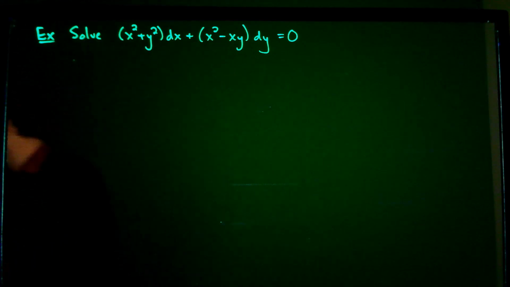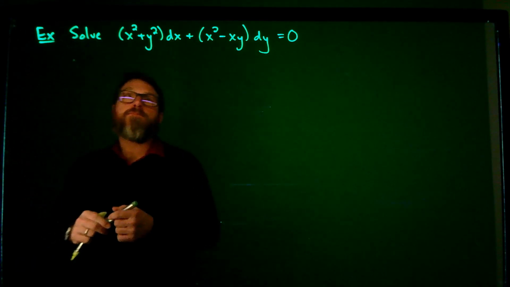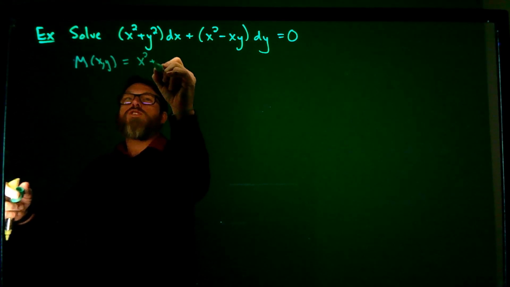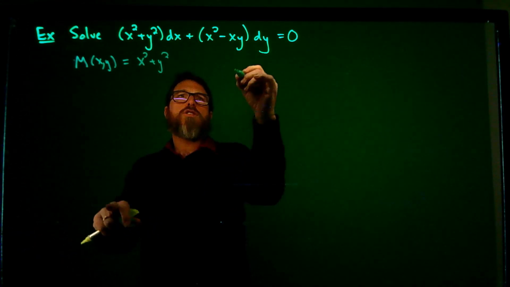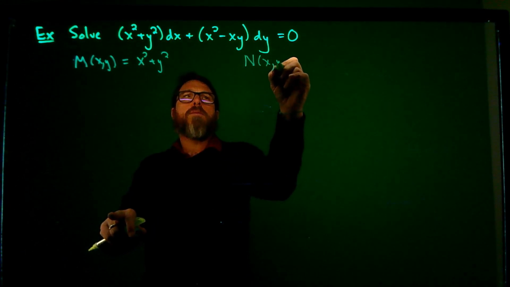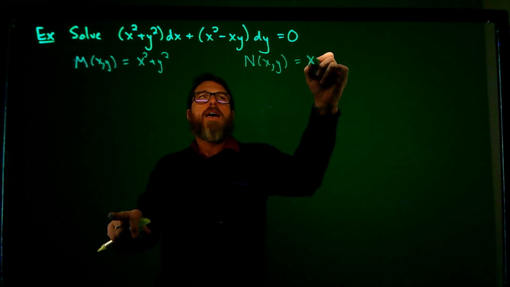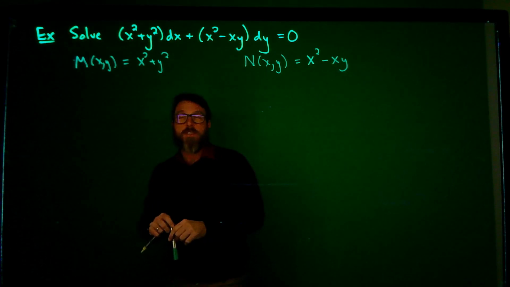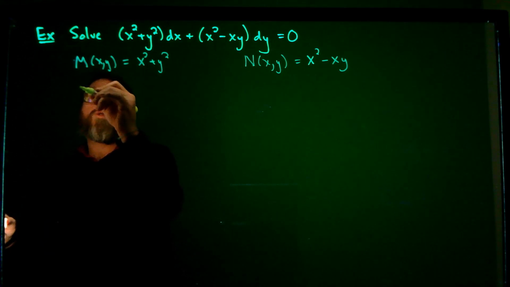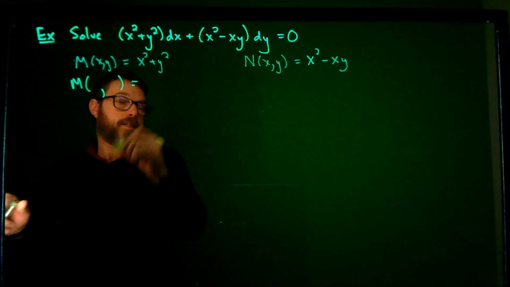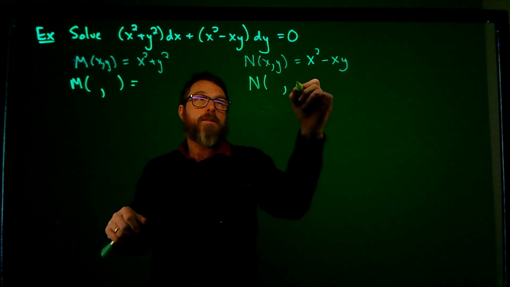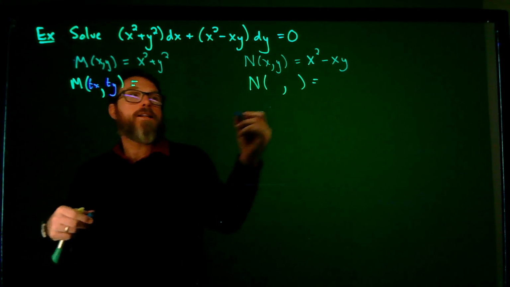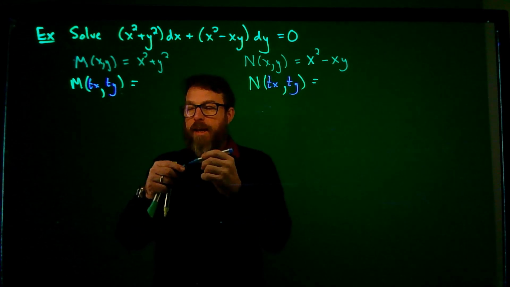So what I would say is my M function, M of x comma y, is going to be this first function, x squared plus y squared. And then I'd also say my N of x comma y is going to be the other coefficient function, which is x squared minus xy. And I have to verify that these are both homogeneous of the same degree. So again, we're going to evaluate these things at tx and ty, both of them, and see if we get exactly the same thing back.